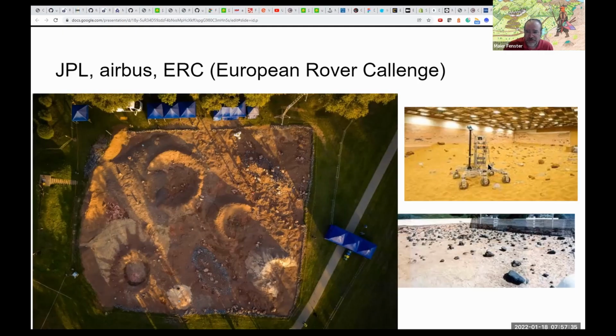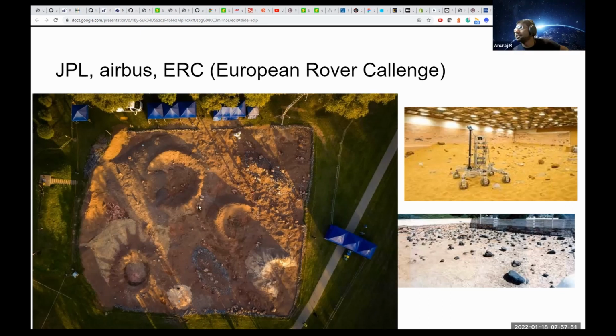And the picture over here is Jet Propulsion Labs. They have their own little Mars yard. And here is something done by Airbus. So maybe I switched the two. Not so important. Okay, so there are multiple yards, Mars yards.